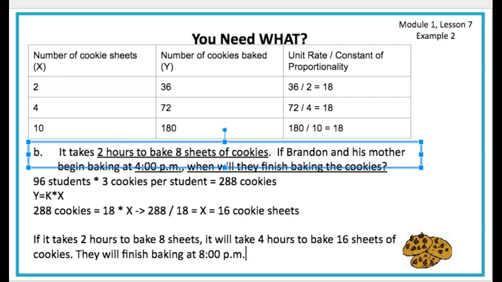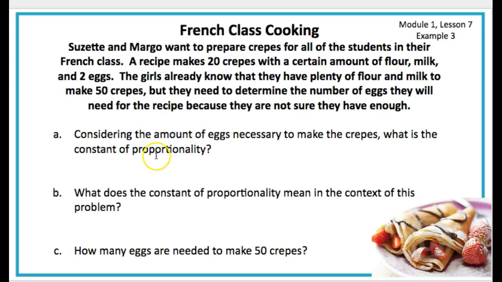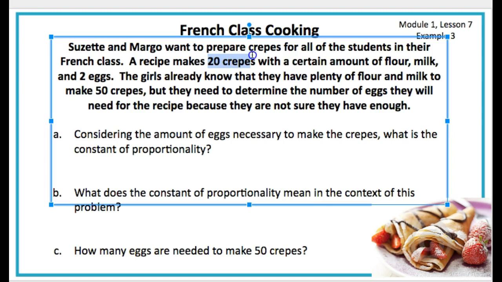Now let's move on to example number 3. And example number 3 can be found on page 28. French cooking class. Suzette and Margot want to prepare crepes for all of the students in their French class. A recipe makes 20 crepes. Okay, go ahead, underline that information. 20 crepes with a certain amount of flour, milk, and 2 eggs.